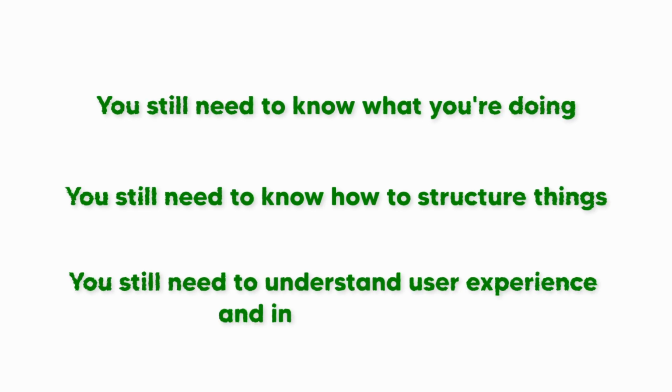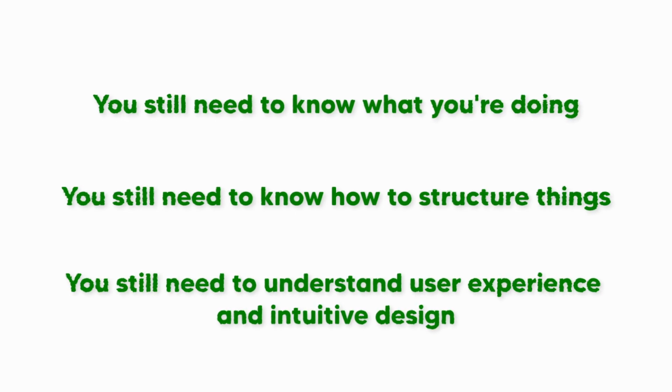So, I do consider that like B or C tier, potentially, but ultimately, the reason it's not all the way in the bottom tier, like an F tier or something like that, is because you still need to know what you're doing. You still need to know how to structure things. You still need to understand user experience and intuitive design and how things make sense and how things work together, right? All this stuff, I feel like there is a range. This is not super ABC.